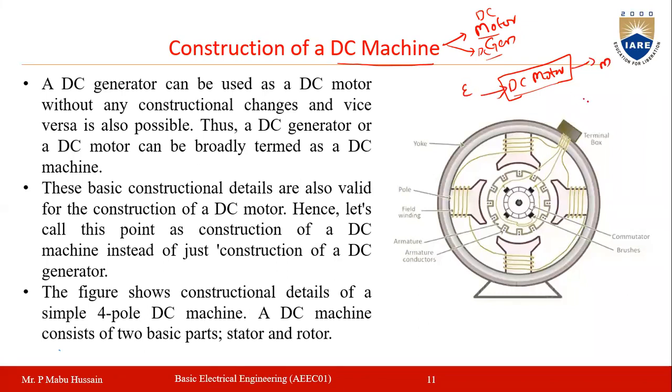Suppose for the same machine you give the input as mechanical, you will get the electrical output. So a motor can be used as a generator, or a generator can be used as a motor. The construction of the DC generator and DC machine will be the same, whether it is a motor or generator. Now if you observe the cross-sectional view of your generator or motor, this is the cross-sectional view.